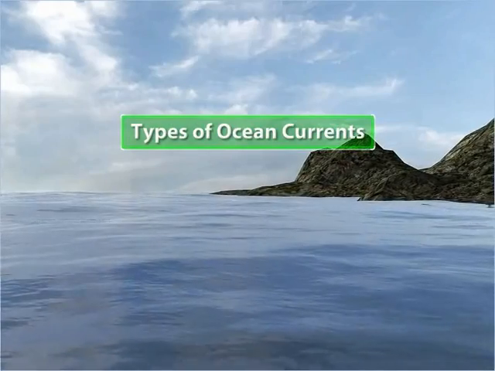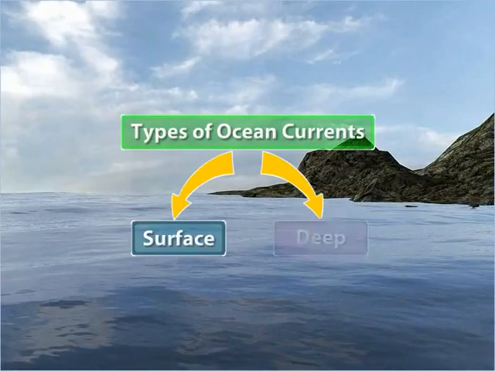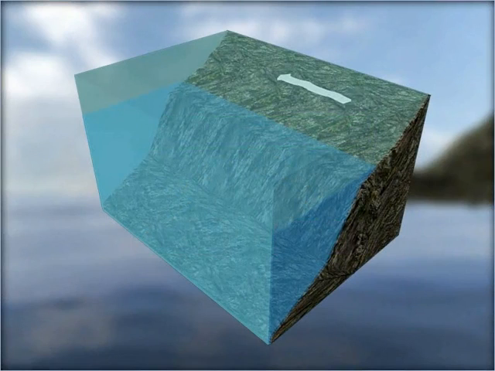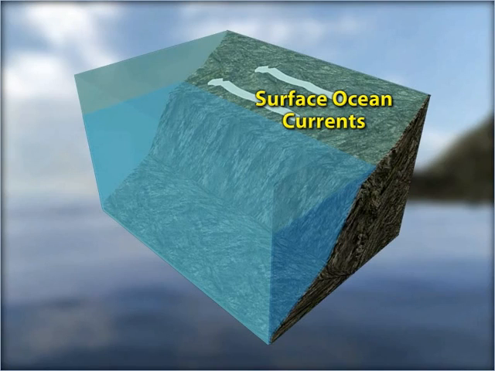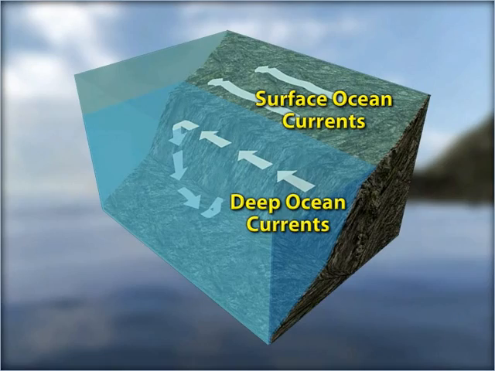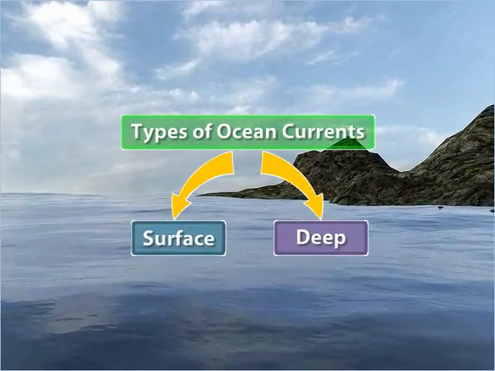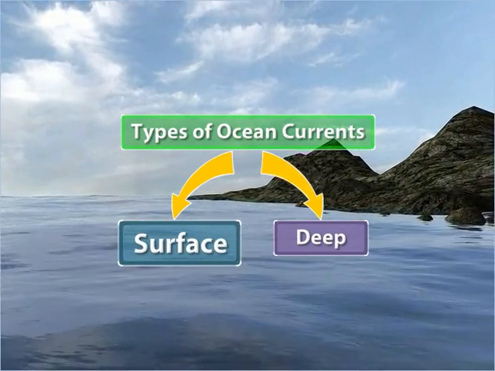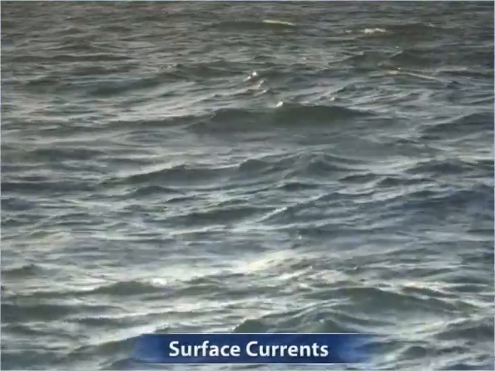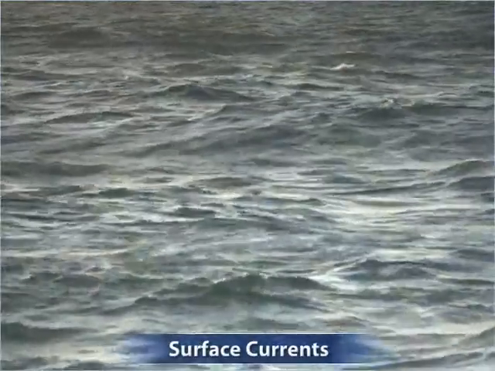There are two types of ocean currents: surface and deep. The surface ocean currents circulate in the upper layers of the ocean, whereas deep ocean currents circulate in the deep ocean. In this module, you will focus on the surface currents and their circulation across the globe. Surface currents are mainly powered by winds.